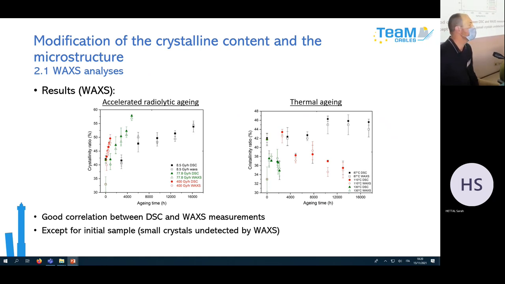We can have both analyses through both techniques, WAX and DSC, for radiolytic aging or for thermal aging, and these two techniques are very well correlated. The only difference we observed, and we have some trouble explaining this discrepancy, was for the initial sample, where we could see a difference between the DSC result and the WAX. We could only explain it by saying that the small crystals that can be detected by the DSC technique cannot be detected through the WAX diffraction. That's the only discrepancy that we observe. Otherwise, it was really good.